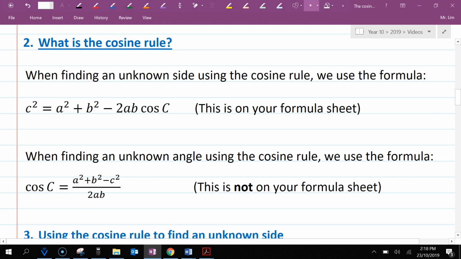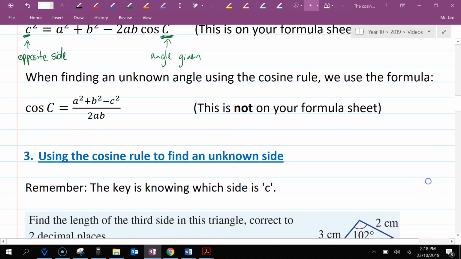The important thing to know is, what is this c? That c is the side that is opposite the angle given to us. So this is the angle given. This is the side opposite. So, if you're given multiple angles, then c, lowercase c, will be the side that you're trying to work out. Capital C is the angle that's opposite to the side that you're trying to work out.